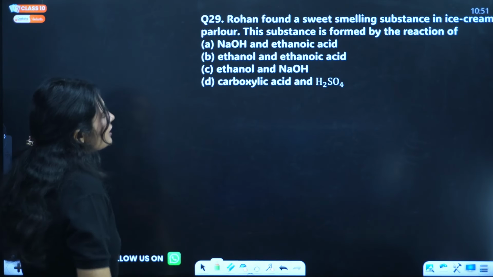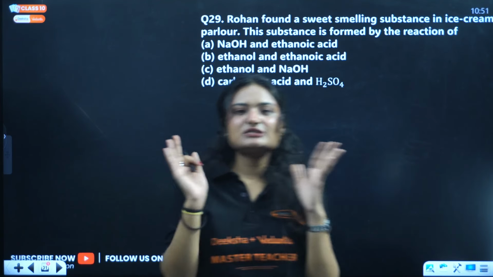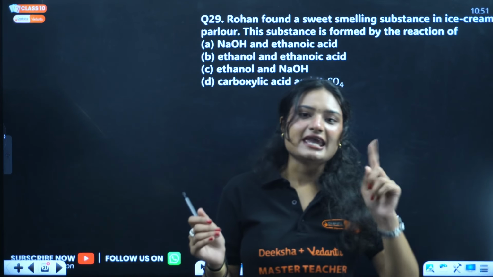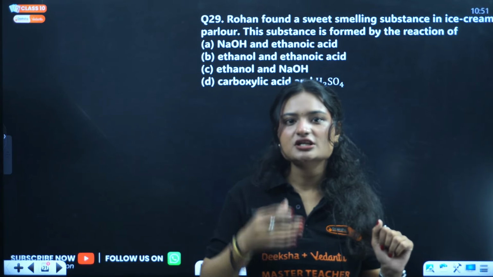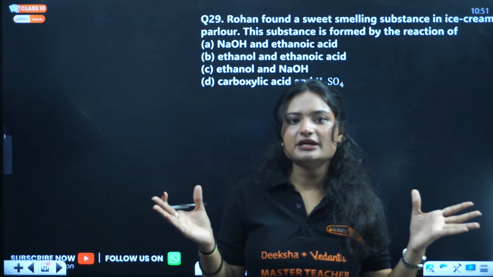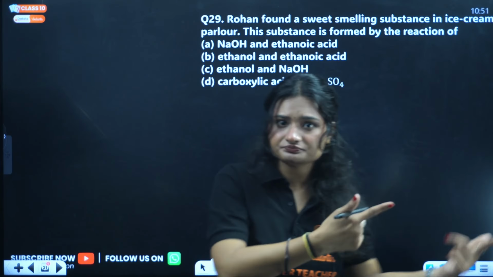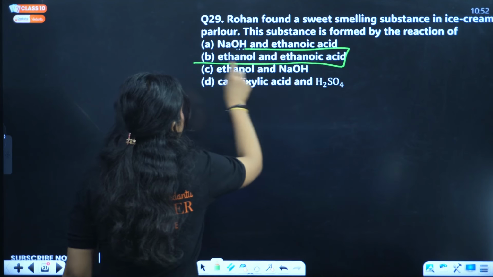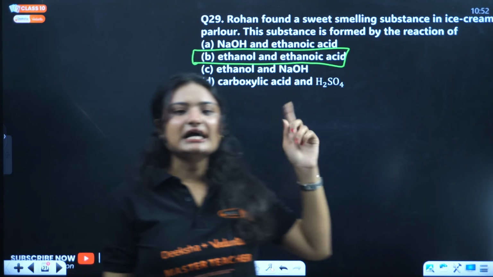Next question. Rohan found a sweet smelling substance in an ice cream parlor. So what is the sweet smelling substance? You have read in your 10th class chemistry. Esters, right? And how do you get esters? Esterification reaction. When ethanol combines with an ethanoic acid, we get ethyl ethanoate, which is an ester. Clear? So that means the sweet smelling substance that he is smelling is an ester, ethyl ethanoate.